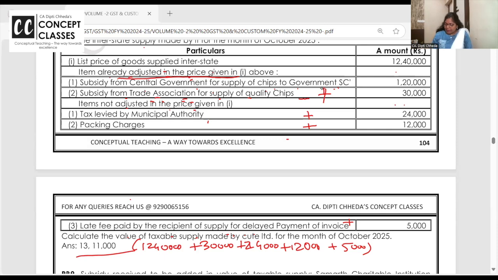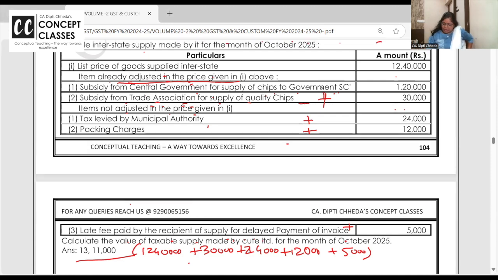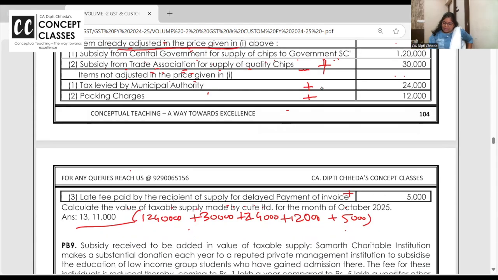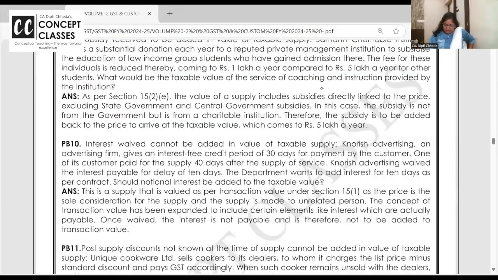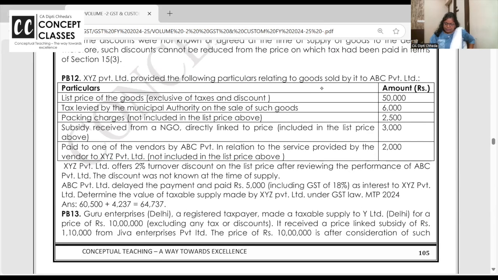Here I'm reminded of a very important point. Many times when you add late fees and interest, it is assumed that it is inclusive of taxes. Here I have just added 5,000 because the rate is missing, but it is assumed to be inclusive. I am going to take these problems orally, but let me take this one.